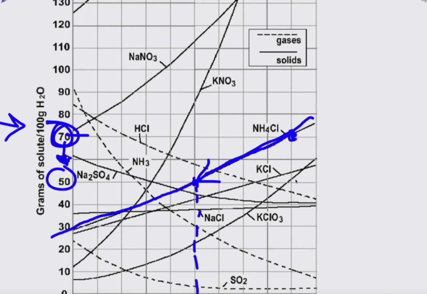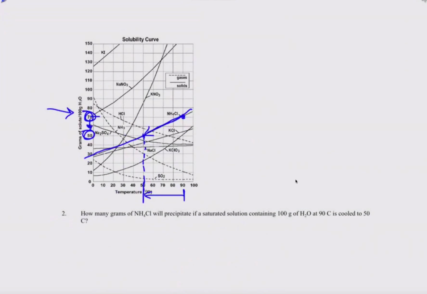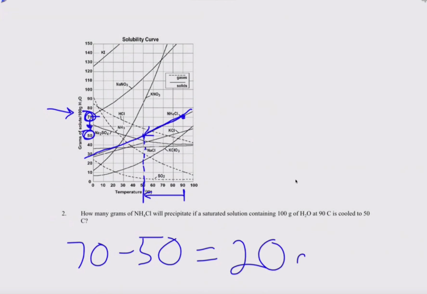So if you started with 70 grams and the solution can only hold 50 grams at the lower temperature, then the amount that will precipitate out is the amount that it can't hold anymore. And the difference between 70 and 50 is obviously 20 grams. So that's how much will precipitate out if you lower the temperature from 90 to 50 degrees, following that line from the 90 point down to the 50 point, from 70 grams down to 50 grams.